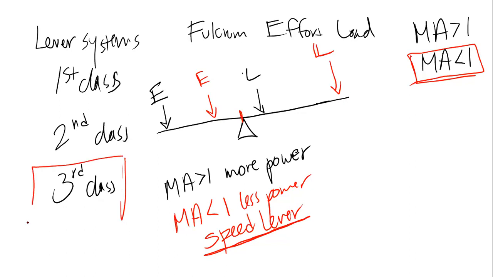So almost all levers in the body are third-class levers. And by definition, a third-class lever is always a speed lever, because literally we have the fulcrum, we have the effort, and then we have the load. And that's how most muscles are attached across joints.